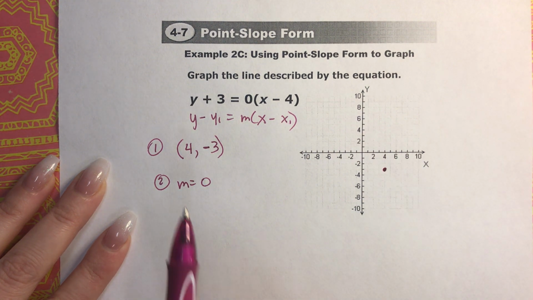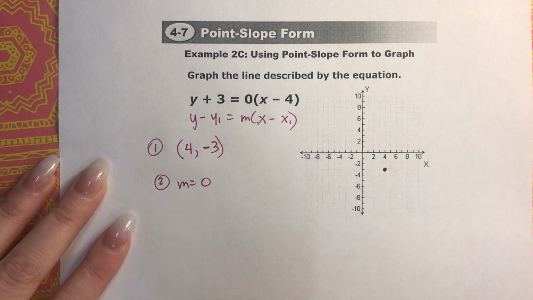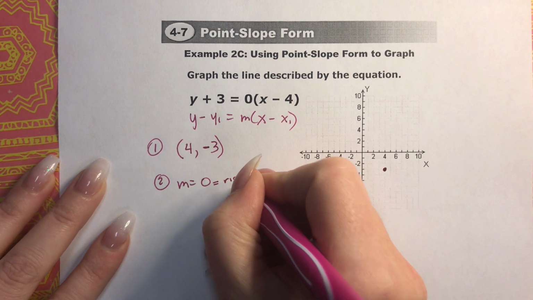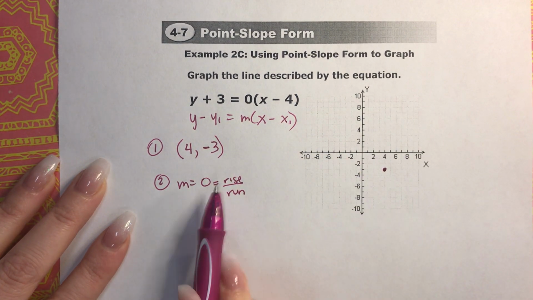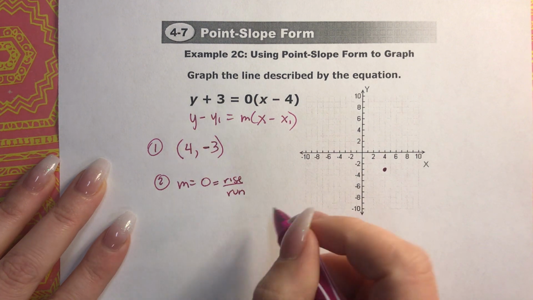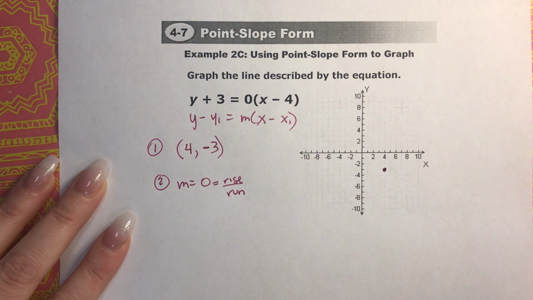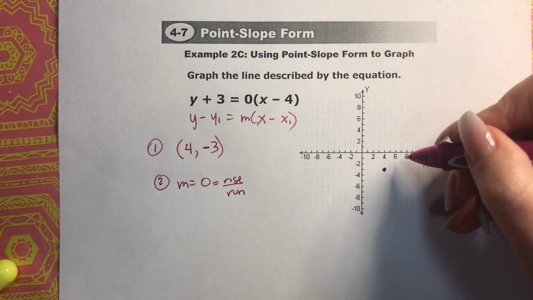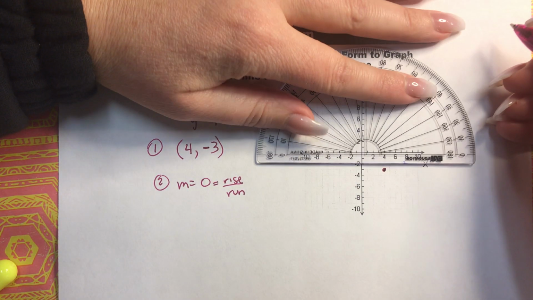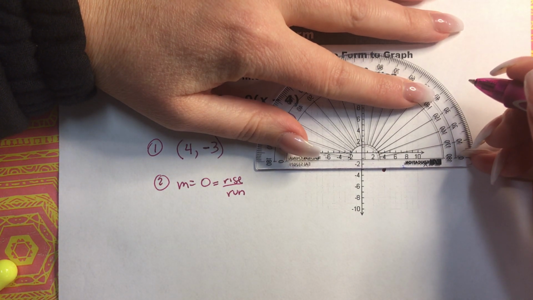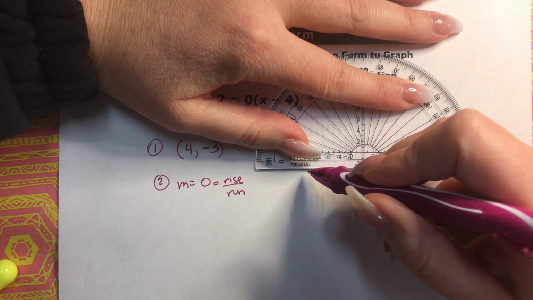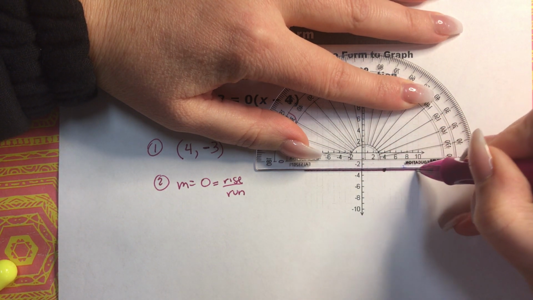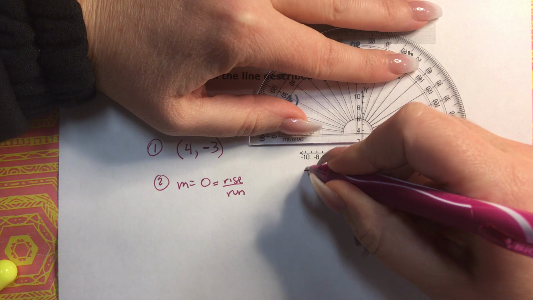And then the slope is equal to 0. Now remember, this is the rise over the run. So if the rise is 0, that means it's not rising. Remember, whenever the slope is 0, that means that you're dealing with a horizontal line. So we have a horizontal line that's going through this point right here. So that is how you graph that one.